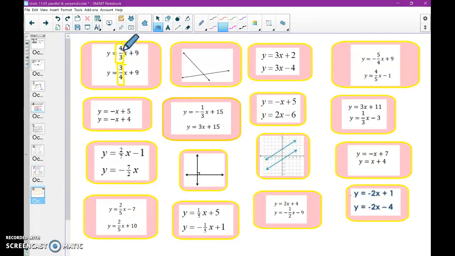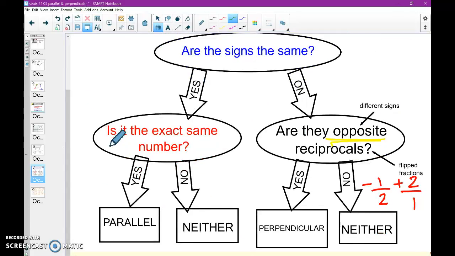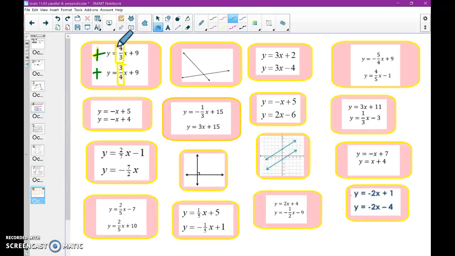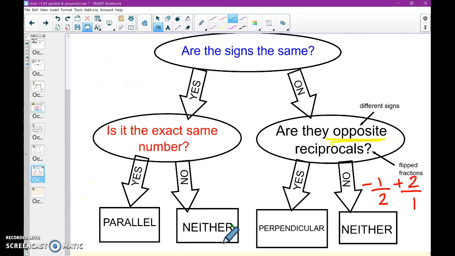All right, let's look at that. Well, 4/3, that's a positive. Let's write in a color I could actually see. Positive. This one is also positive, so yeah, they're the same signs. So I'm going to go down this way now. All right, so is it the exact same number? Are they both the exact same thing? Let's go back. Well, 4/3 is not the exact same thing as 3/4. It's kind of close, but they're not the same number. So the answer is no, which means they are neither.